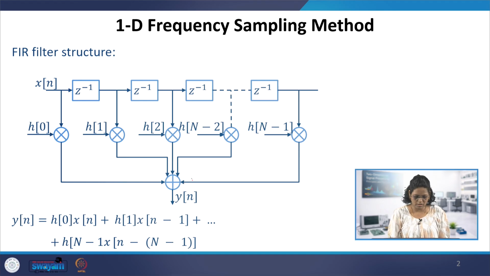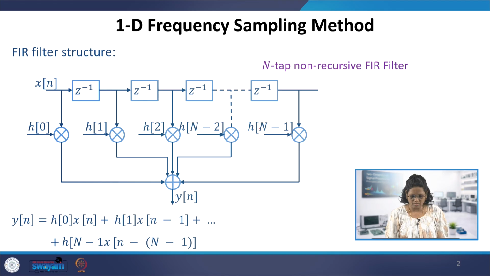Or you can use only one adder to sum up all the delayed sequences of x of n, which were multiplied with the coefficients at the appropriate instances. So this y of n gives the output of the filter structure. The order depends on the filter we want to design and also the specifications used for the design. So this is the simple 1D FIR filter structure and its equation. This is an n-tap filter; we generally call the coefficients taps. So it is an n-tap non-recursive FIR filter, as it doesn't have any recursive structure in it.